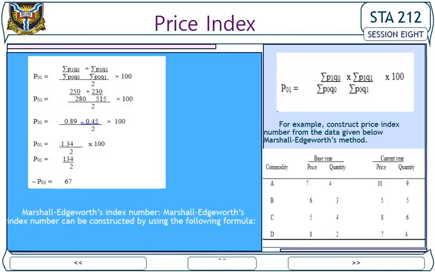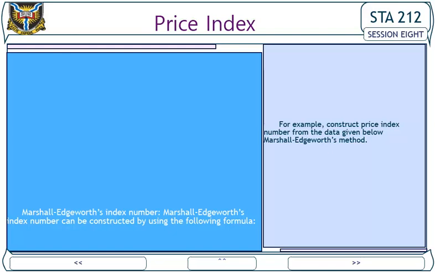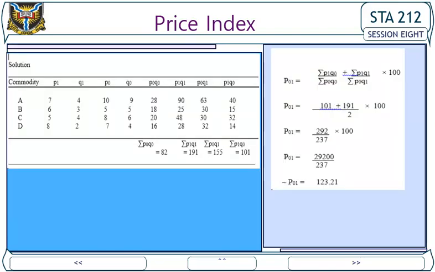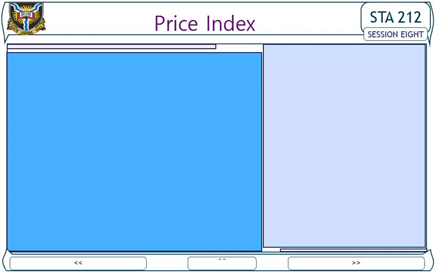Marshall-Edgeworth's index number. Marshall-Edgeworth's index number can be constructed by using the following formula. For example, construct price index number from the data given below, Marshall-Edgeworth's method. P01 is equal to 123.21.